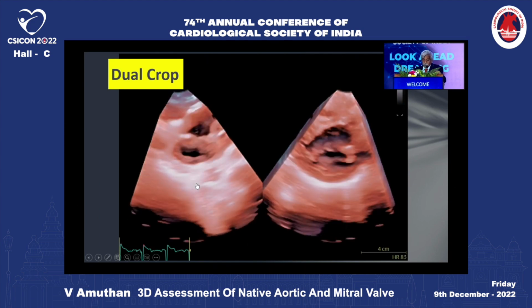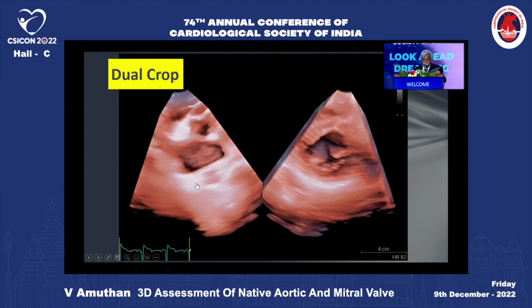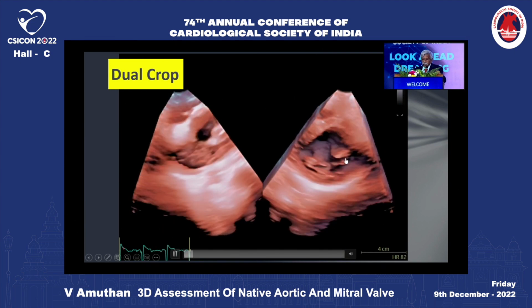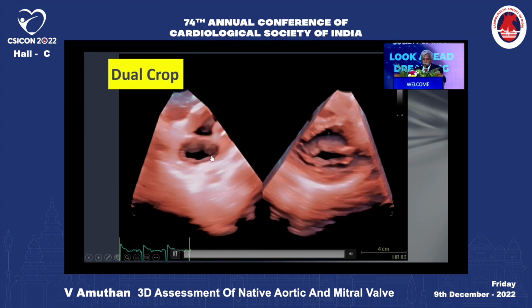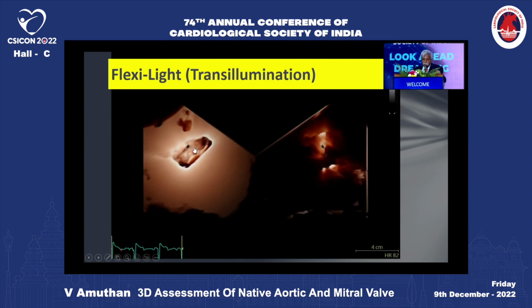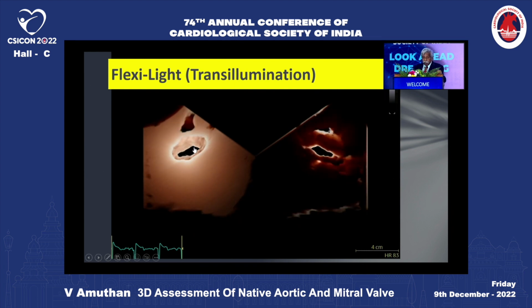Current 3D machines have this unique technique of simultaneous display of both the left ventricular aspect and the left atrial aspect. This is the left ventricular view of the mitral valve, this is the left atrial view of the mitral valve. Simultaneously you can see that. And what more, adding light to your programs.